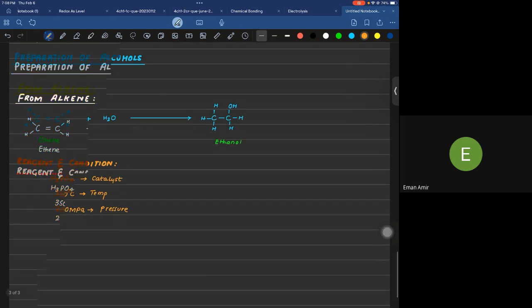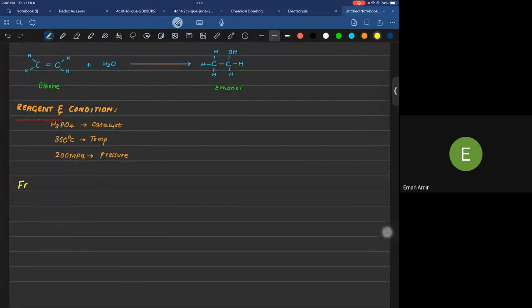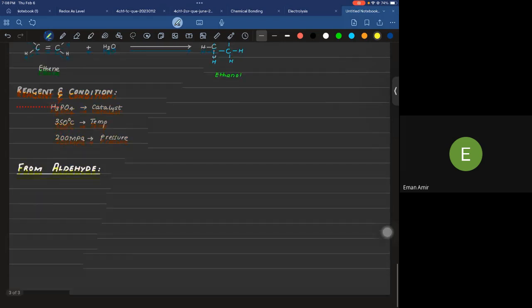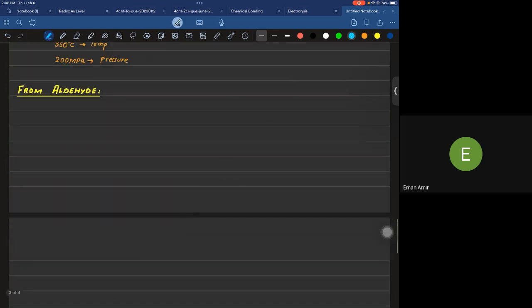We have another way to prepare alcohol, that is from aldehyde. So we can prepare alcohol from aldehyde. We need a reducing agent.